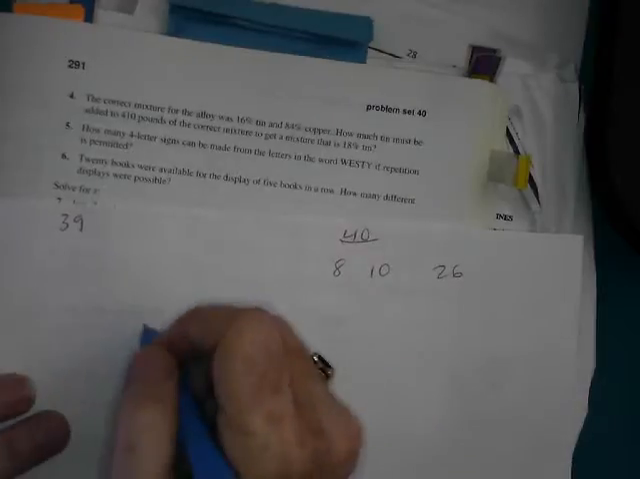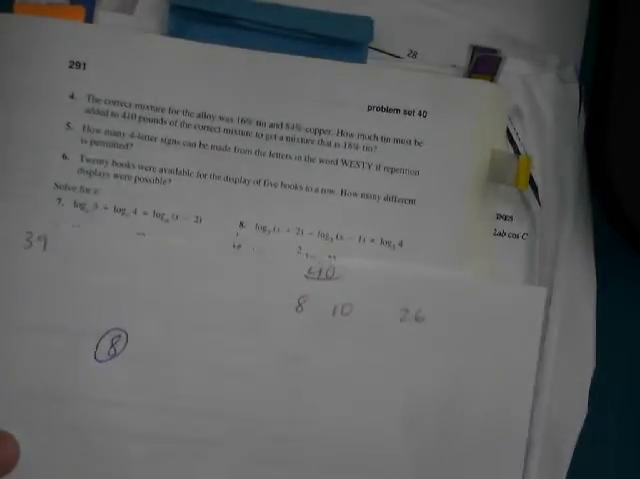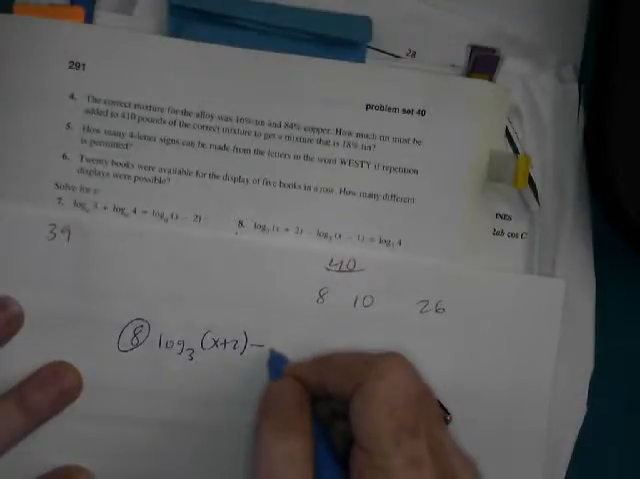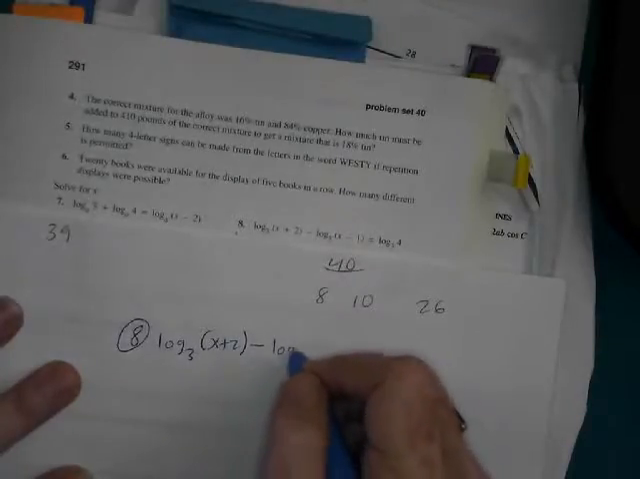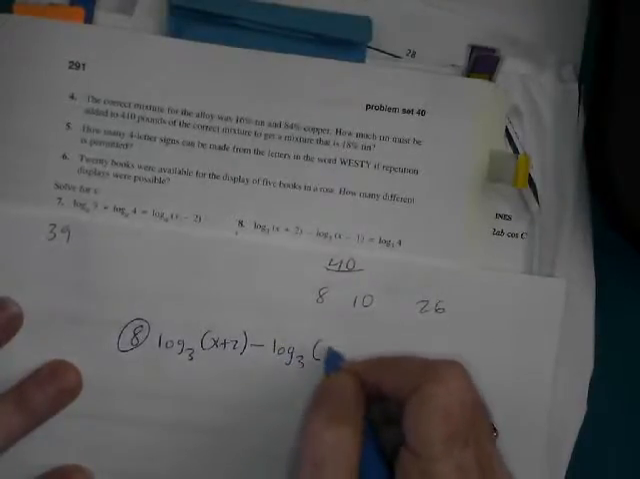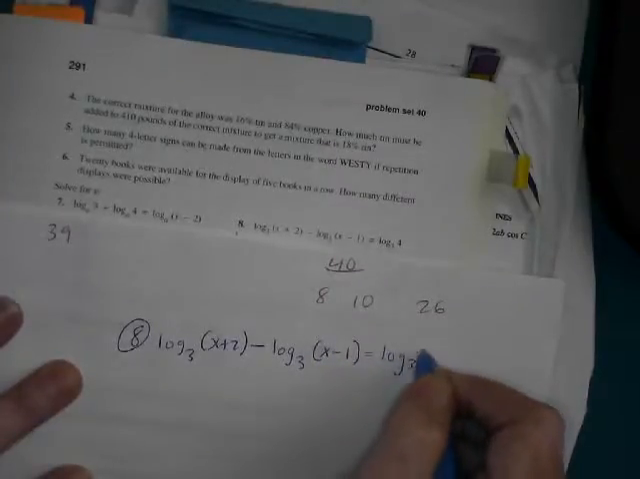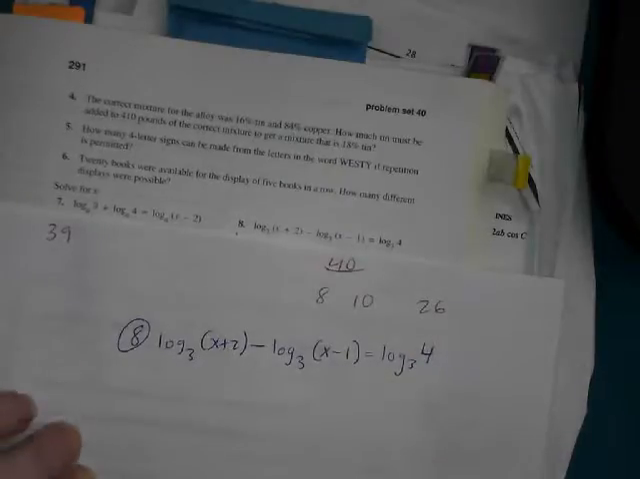Okay, so here's number 8. It says, can you guys see that? It says log base 3 of x plus 2, minus log base 3 of x minus 1. You probably had these little formulas in Algebra 2, but you might not remember. I know we did it in our Algebra 2 class.